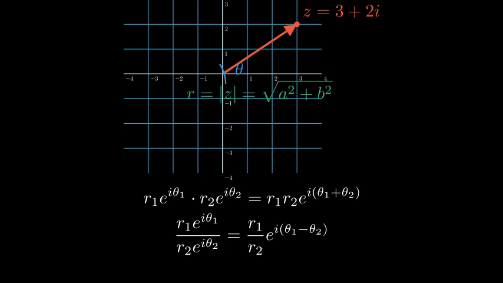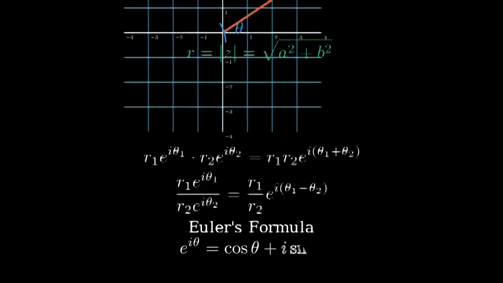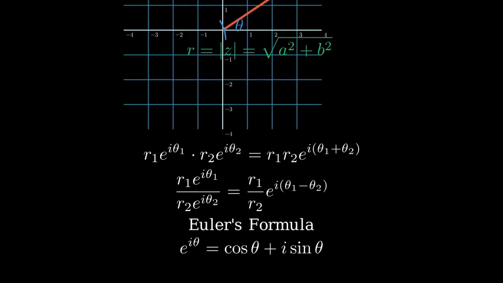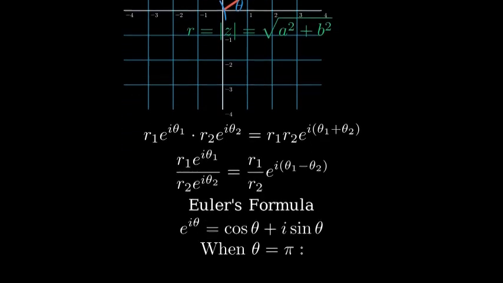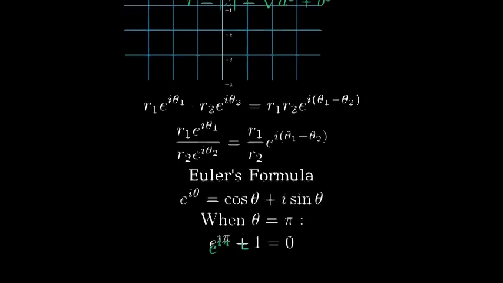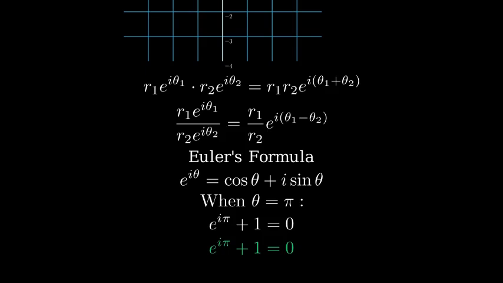One of the most beautiful results in mathematics, Euler's formula states that e to the i theta equals cosine theta plus i sine theta. A special case of this formula is when theta equals pi. We get Euler's identity: e to the i pi plus 1 equals 0, which connects 5 fundamental constants in mathematics: 0, 1, pi, e, and i.